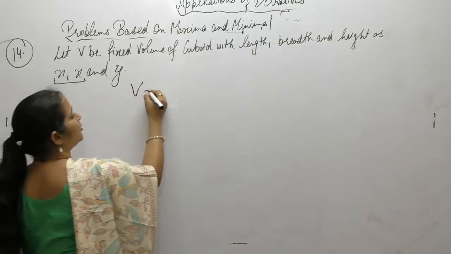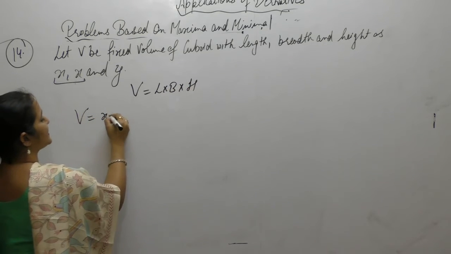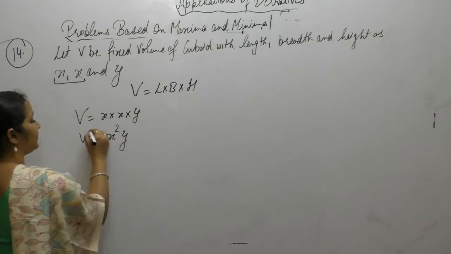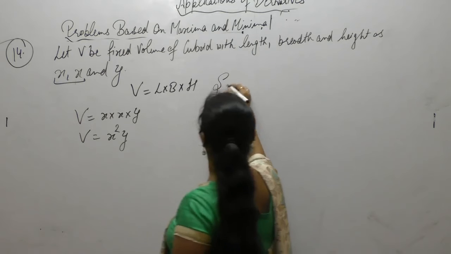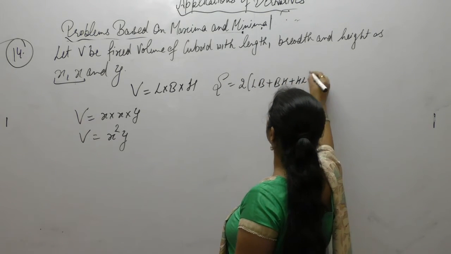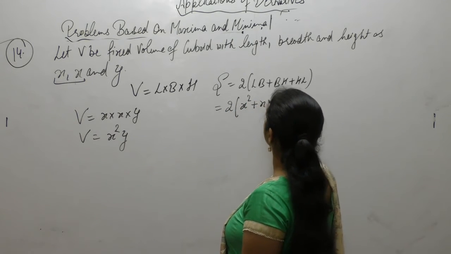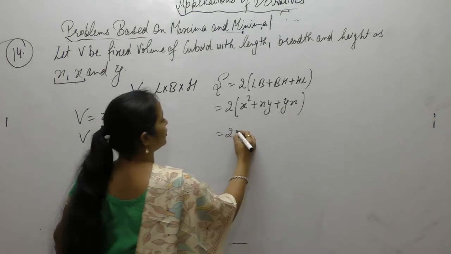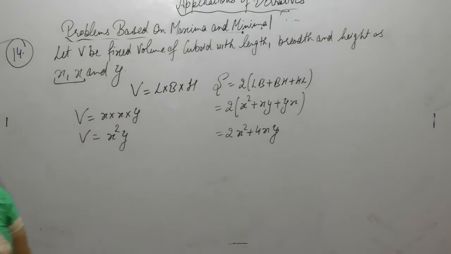Now what is the volume of the cuboid? Length into breadth into height. So volume is x into x into y, that is x square y. This is what we have as volume. Now what is the surface area of a cuboid? 2 times length into breadth, breadth into height and height into length. x into x, x into y, y into x. So we get 2 times x square plus 4xy. We get this term.